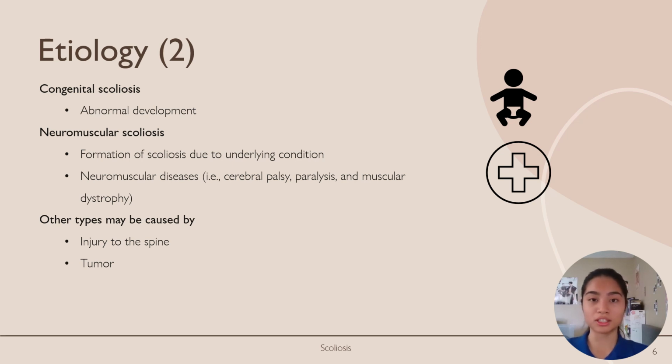And then there's neuromuscular scoliosis, where the formation of scoliosis is due to a neuromuscular disease, for example, cerebral palsy, paralysis, and muscular dystrophy. Other types can be caused by trauma to the spine or a tumor, where the tumor is in the space of the normal vertebral column.